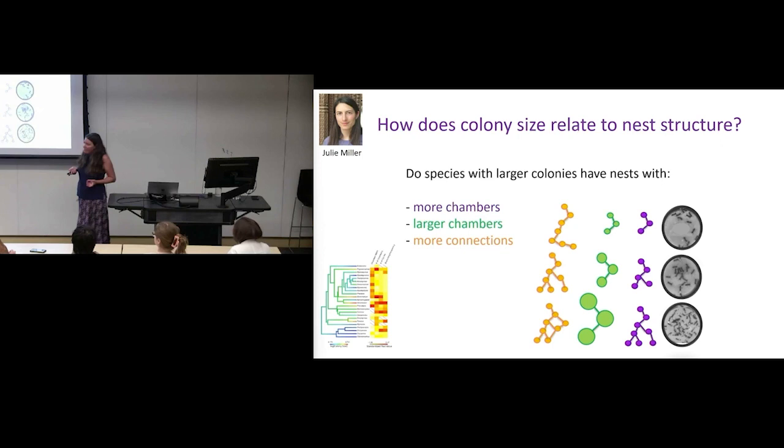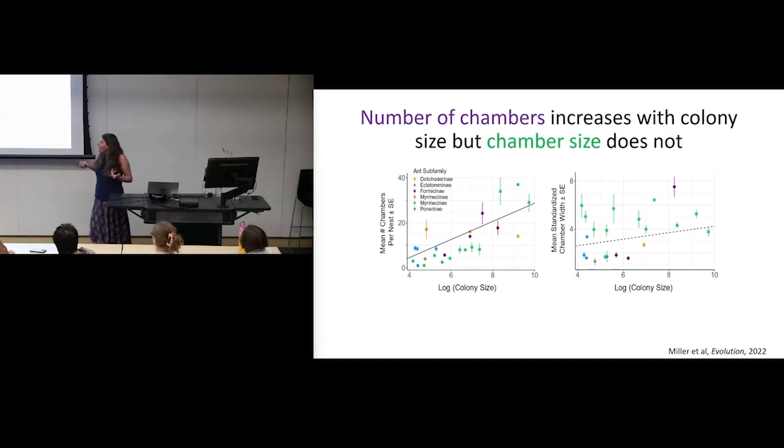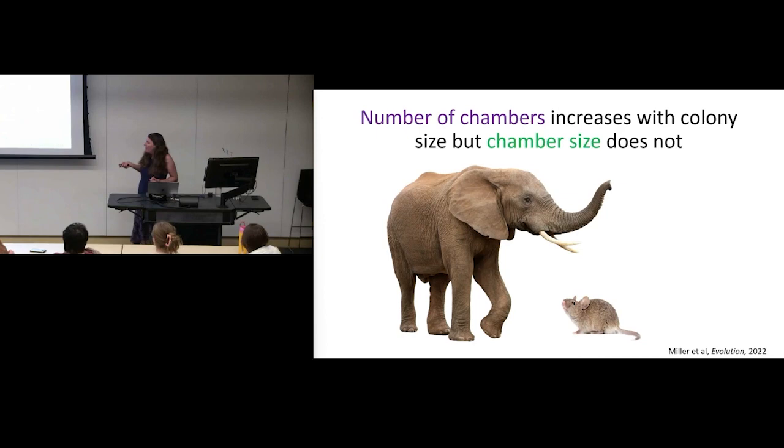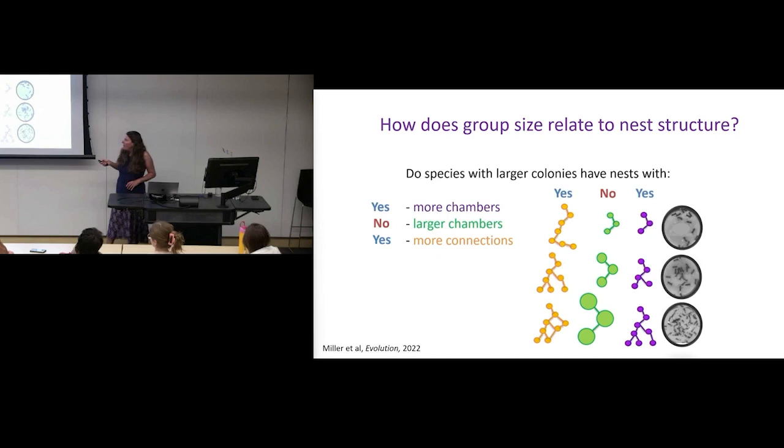Using this big meta-analysis that compares different species, she found that species that had larger colonies overall had more chambers, but their chambers were not larger. This makes a lot of sense if you think about a colony of ants as a superorganism and equate it to other organisms. Elephants don't have bigger cells than mice, but they do have more cells than mice. Just like in the animal kingdom, where we have more cells in bigger animals, we see more chambers in bigger colonies, but not bigger chambers. And finally, she also found that connectivity increased with colony size.